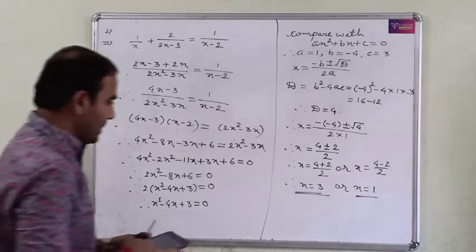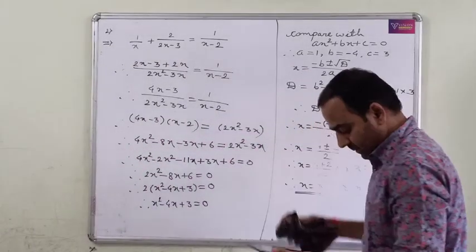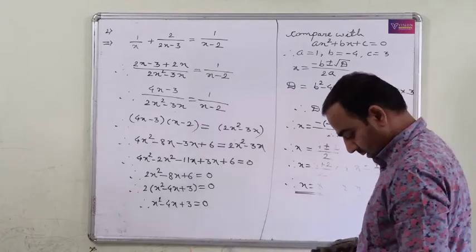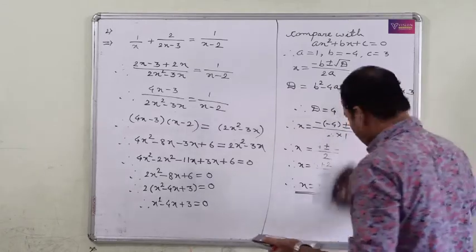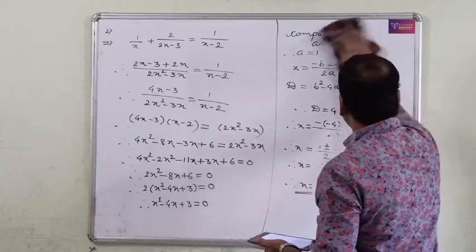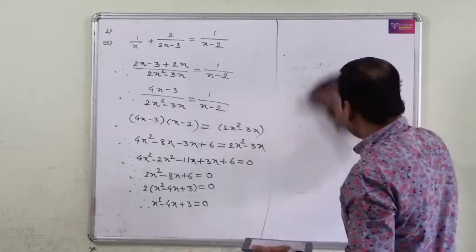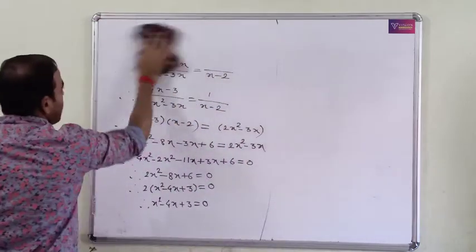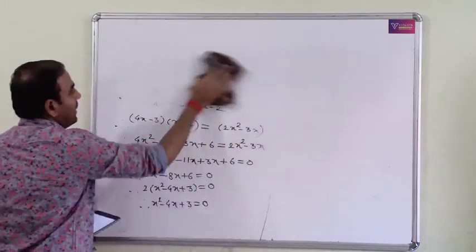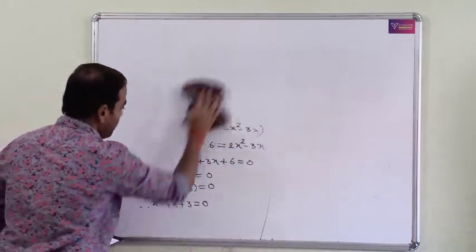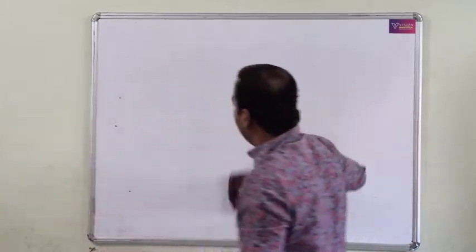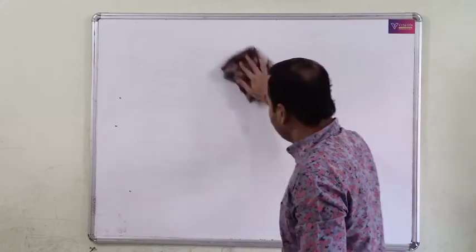Then taking the next one. Next question. The third one I skip. We take the fourth and fifth here. So I skip the third one. Write the fourth, and then we take the fifth one.